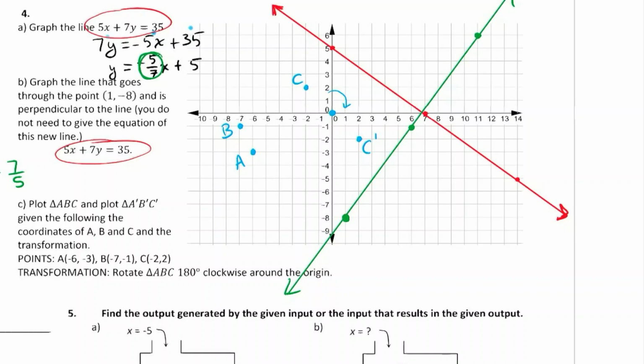Let's do the rest and see if we're convinced. A is at -6, -3, and I believe it's just going to go to 6, 3. So A prime should be at 6, 3. This is A prime. And then B was at -7, -1, so B prime should be at +7, +1. This should be B prime. So I believe my triangles are, here's this one, I'm just sketching these. I'm not even using a straight edge, I'm sorry. And this one.